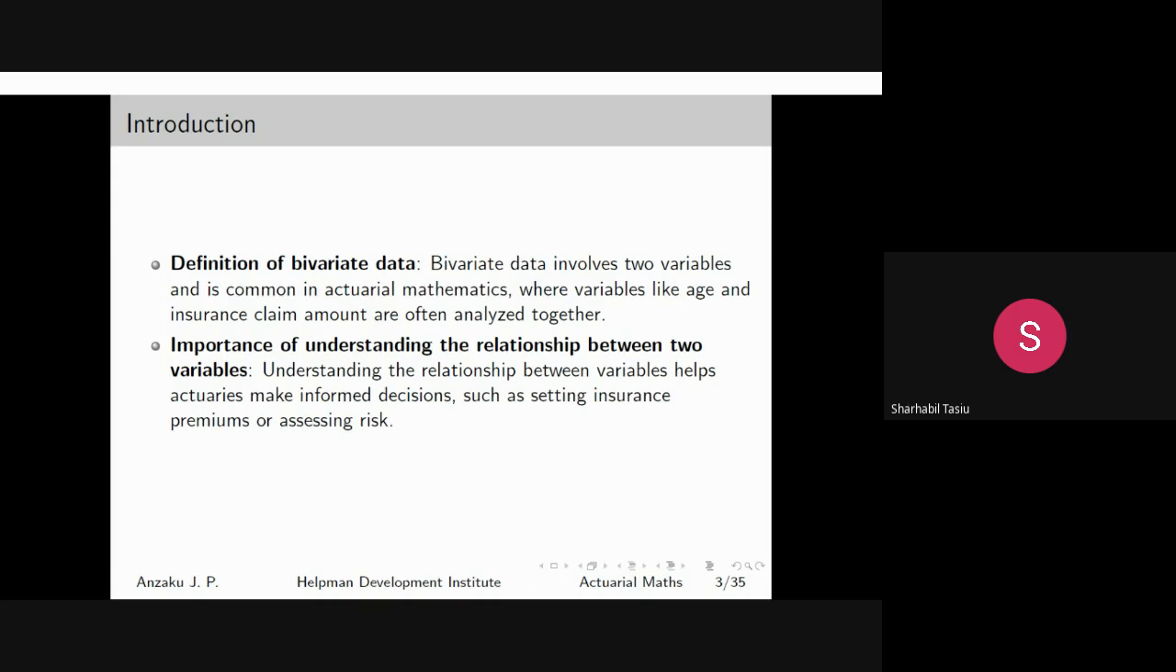What is the importance of understanding the relationship between two variables? That's one important reason why we need to study bivariate data. Understanding the relationship between variables helps actuaries make informed decisions, such as setting insurance premiums or assessing risk.